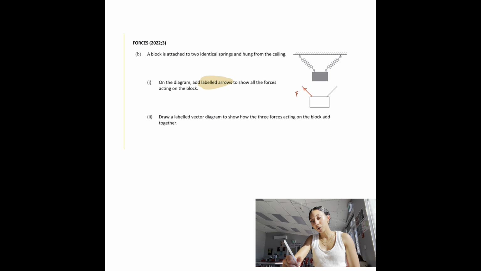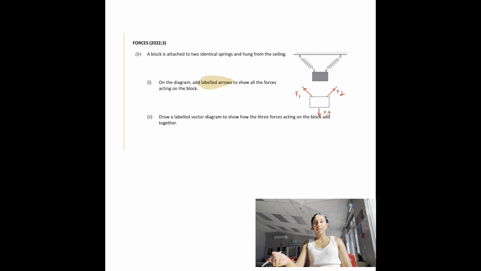Let's label it like the question has asked us to and continue on to the second force vector, which is acting along the other spring, and I'll label that F2. Another force that is acting on this block is a downwards force. And what is that downwards force called? It's gravity. So let's label that Fg.